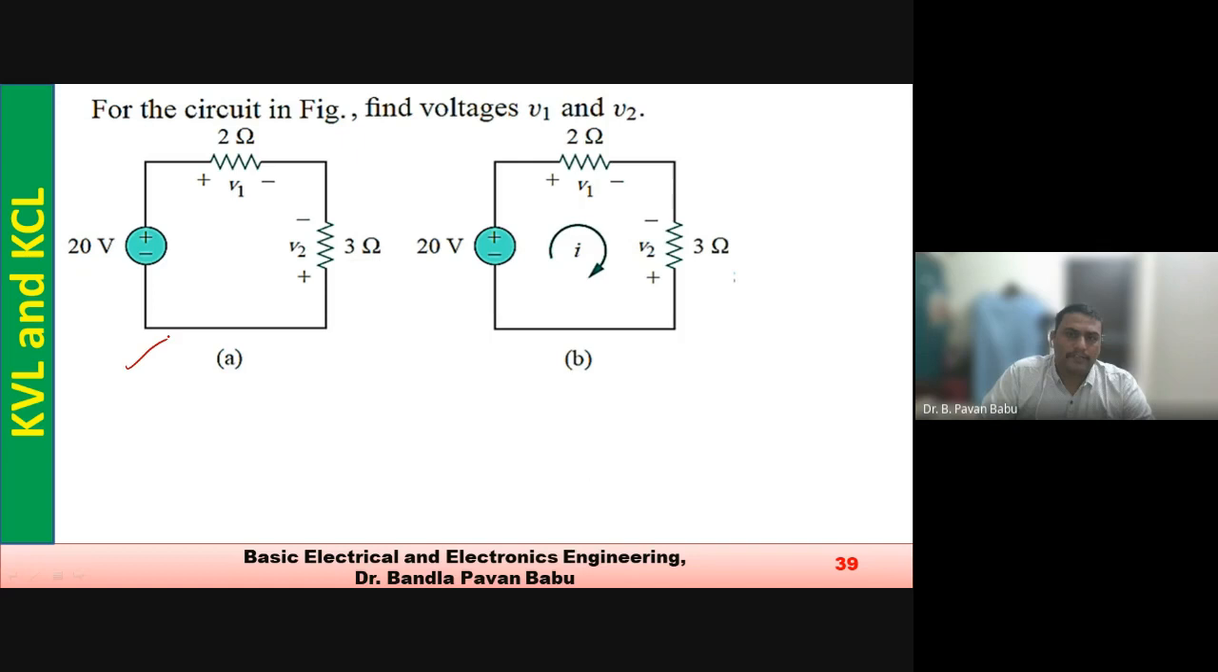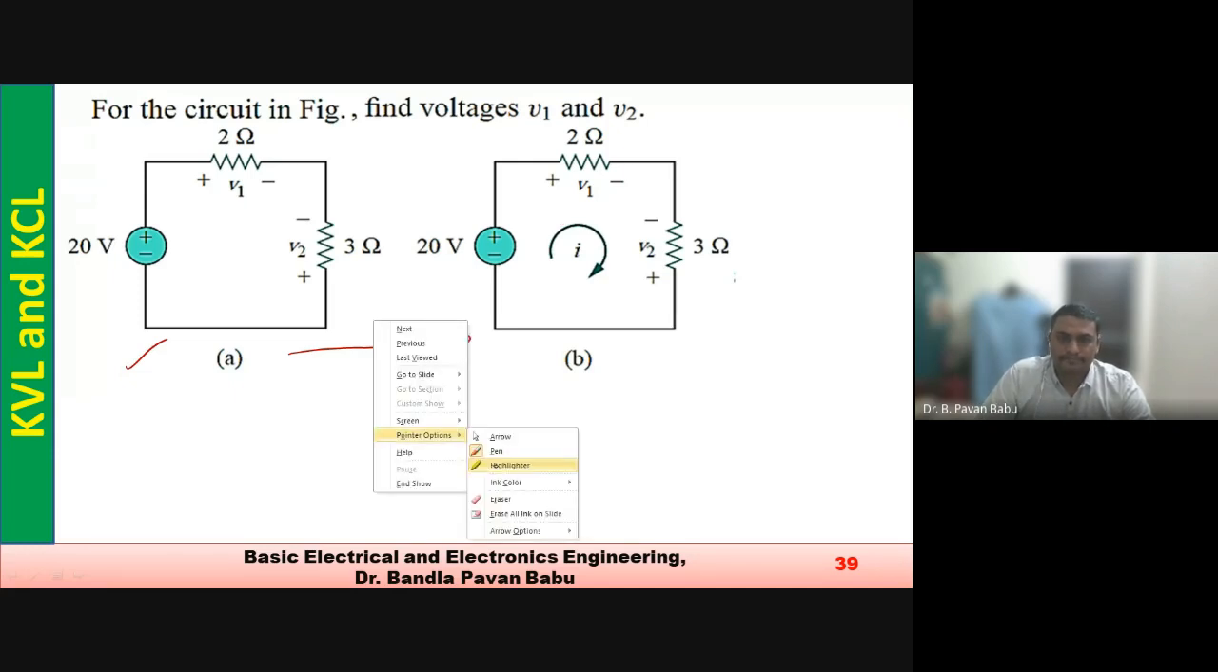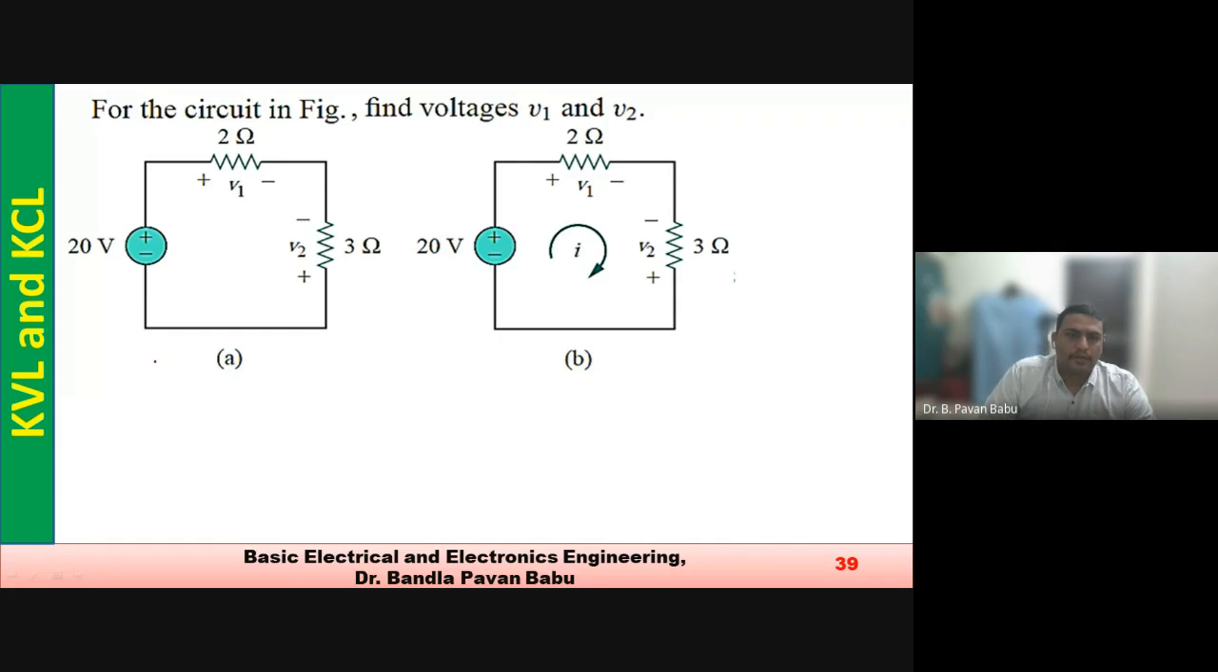So that is figure A. The extension of figure A is nothing but figure B, where they have included the direction of current. That is the only difference. Done. So how do we need to start?